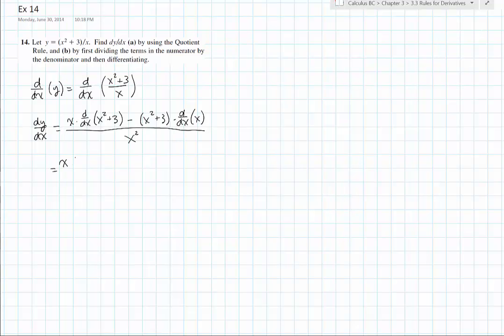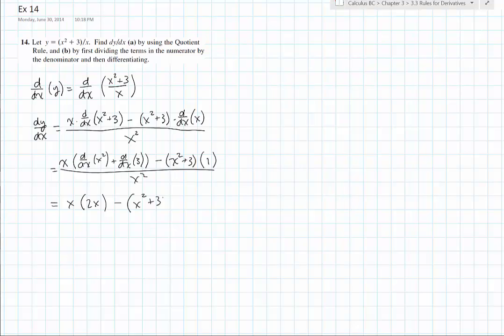We get x multiplied by the derivative of this, and I can break this down even further: the derivative of x squared plus the derivative of 3, minus this multiplied by the derivative of x, which is 1, and this is all over x squared. So what do we get here? The derivative of x squared is 2x. The derivative of 3 is 0, so I won't write that down. And if I expand that out, I end up with just (x squared + 3) all over x squared.